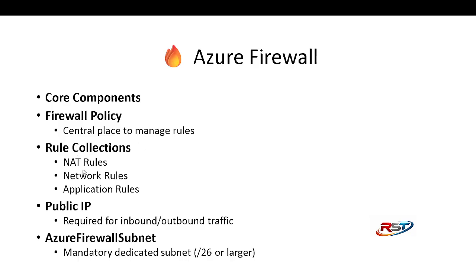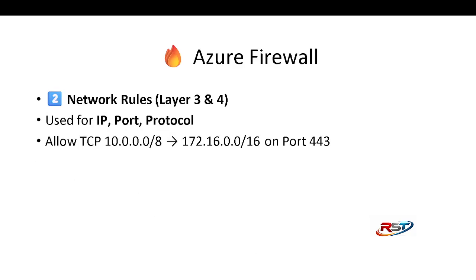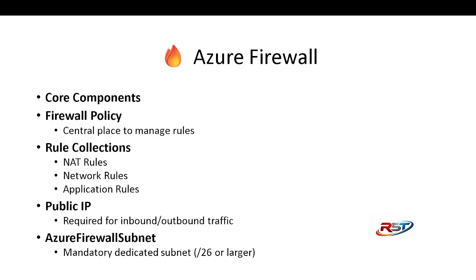Rules collections will be there: NAT rules, network rules, application rules. A public IP is required for inbound and outbound traffic. The Azure Firewall subnet is mandatory. It is a dedicated subnet only for the firewall.